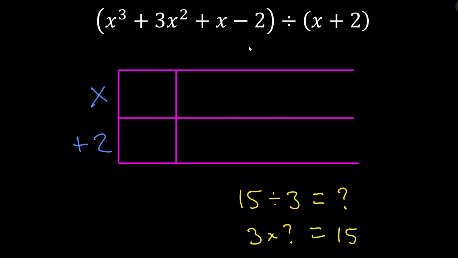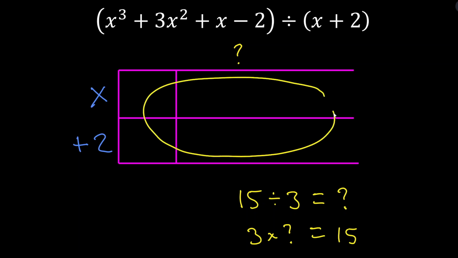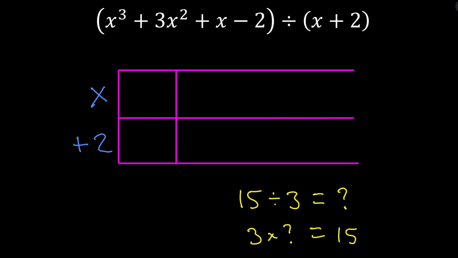Instead of thinking of dividing x cubed plus 3x squared plus x minus 2 by x plus 2, we could ask, what could I multiply x plus 2 by to get x cubed plus 3x squared plus x minus 2? So that means x plus 2 is one of my side lengths. I'm trying to find one of the other side lengths, right? I'm trying to find this side length. And what I'm given, x cubed plus 3x squared plus x minus 2, that's the area. That's what all of these boxes need to add up to. So we're going to use those key ideas and try to work backwards and see if we can figure out what that side length is.